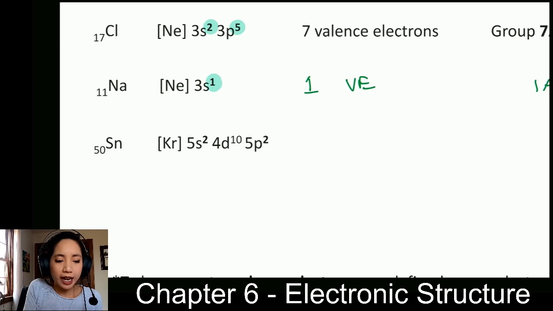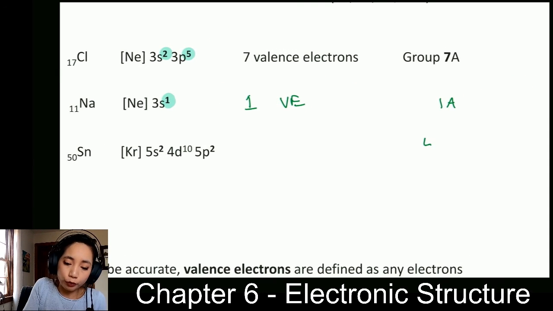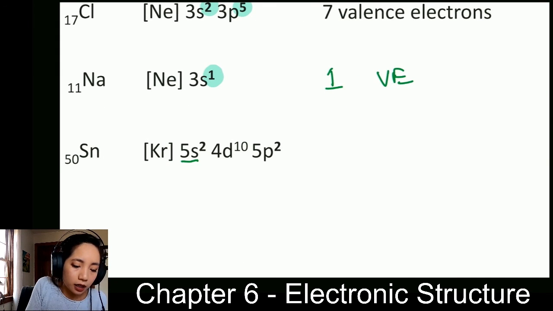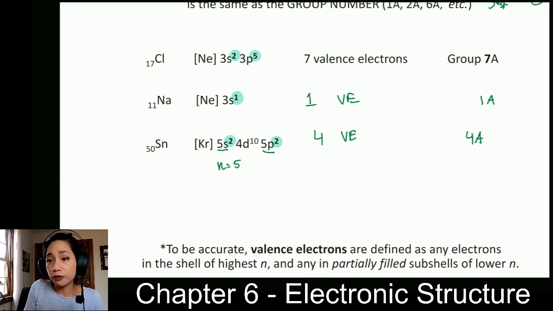If we look at tin and where it's placed on the periodic table, it's in group 4A. The outermost electrons here are n equals 5, the highest shell value. You see that there are 2 electrons in each of the 5s2 and 5p2. So that's a total of 4 valence electrons to match its group, 4A.